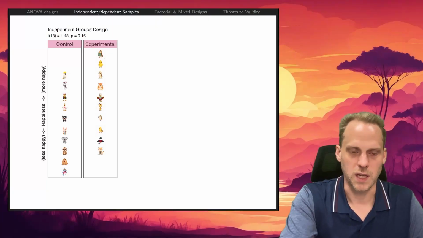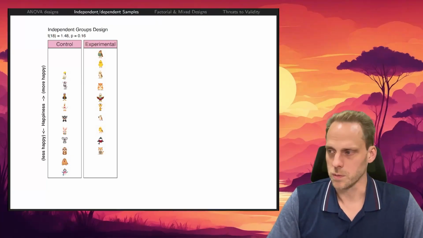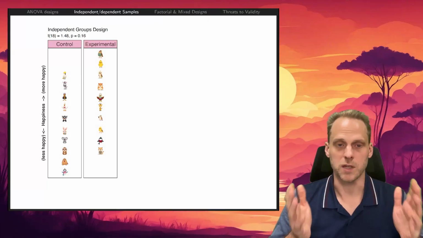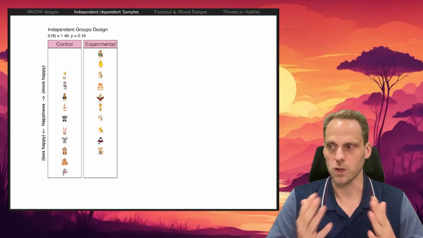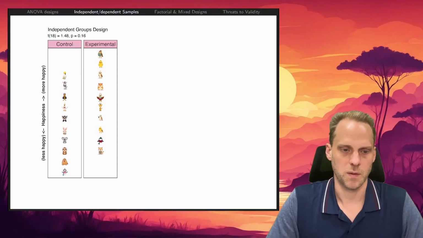Right, so how do I test that? Well, here, let's say that I have more than just hamsters, right? Here I have two groups. Maybe one group, I let them listen to music. Another group, I don't let them listen to music. And I measure their happiness afterwards. And I might get something like this.